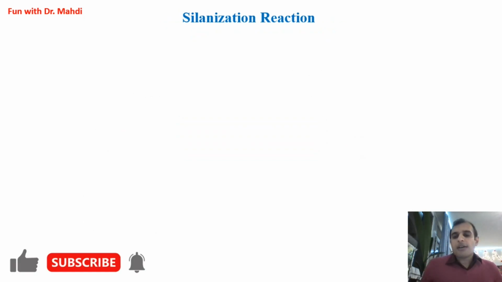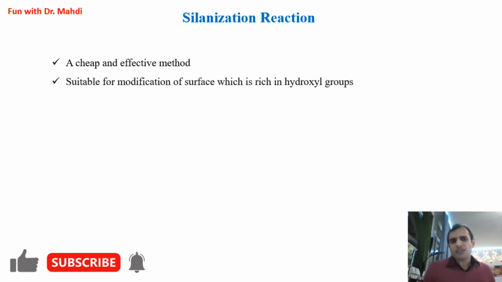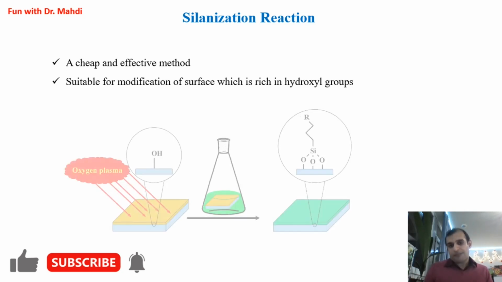Now I would like to start with a second method for surface functionalization, and it's silanization reaction. Silanization reaction is a very cheap and effective method, and also it's suitable for modification of surfaces that have a lot of hydroxyl on the surface of them. For example, if you have a surface with a lot of hydroxyl, it's better to do silanization reaction.